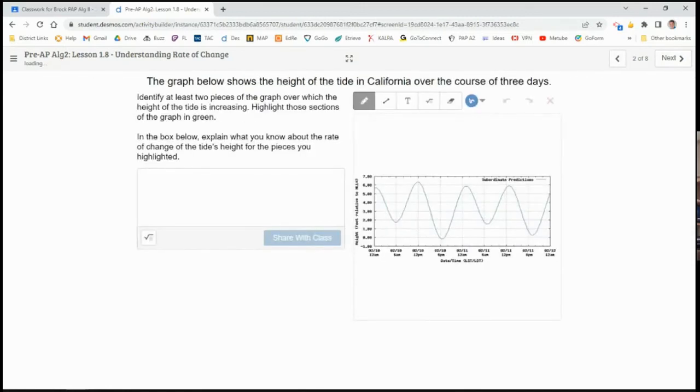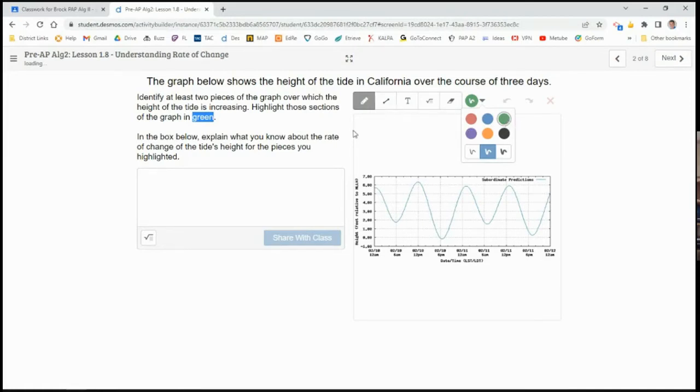Everybody got that? Everybody done on those? Okay, let's look at the second page here. Identify at least two pieces of the graph. There's the graph on the right, over which the height of the tide is increasing. Highlight those sections of the graph in green. All right, so we're supposed to use green. That is the pencil eraser. All right, so pencil, and they want it to be in green. So I'm in green right there.